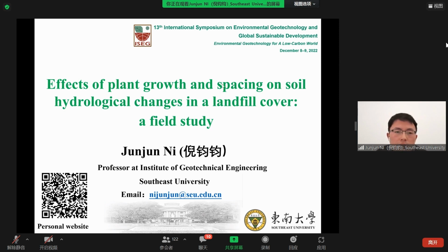So today my topic is about soil bioengineering using vegetation. The specific topic is plant growth and planting pattern on soil hydraulic changes. I use a landfill cover in a field study, for example.